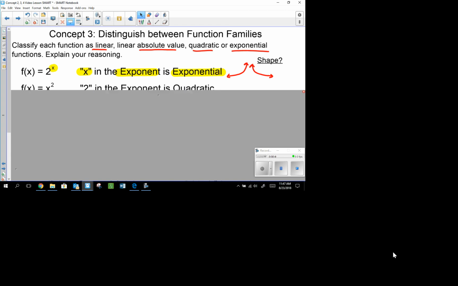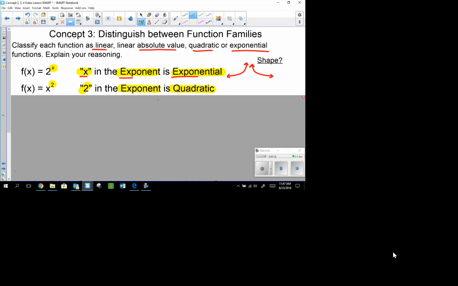The next function we looked at in class is when there's a 2 in the exponent. Okay, so when there's a 2 in the exponent, that is quadratic. Now, this is one that students get confused often. Okay, so please make sure that when x is in the exponent, it's exponential. And then you can learn that when, excuse the bell, when 2 is in the exponent, that is quadratic.